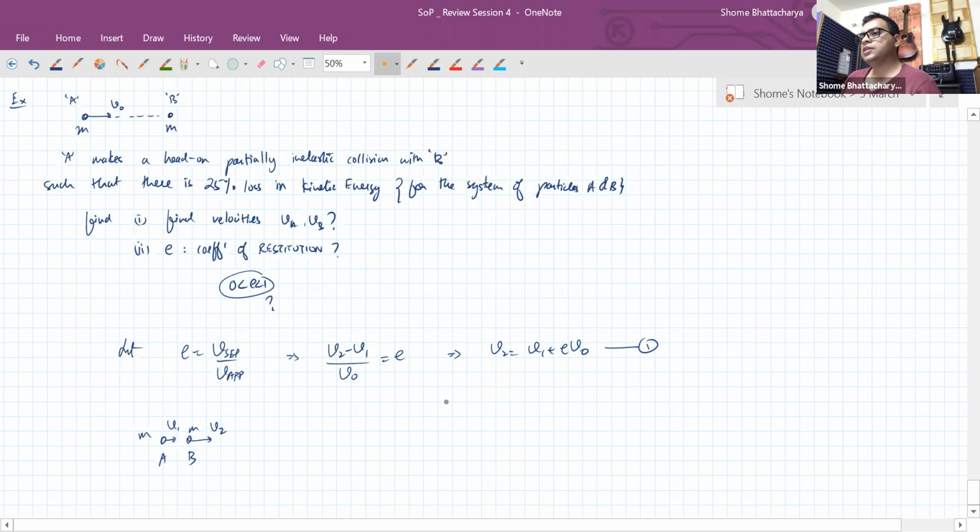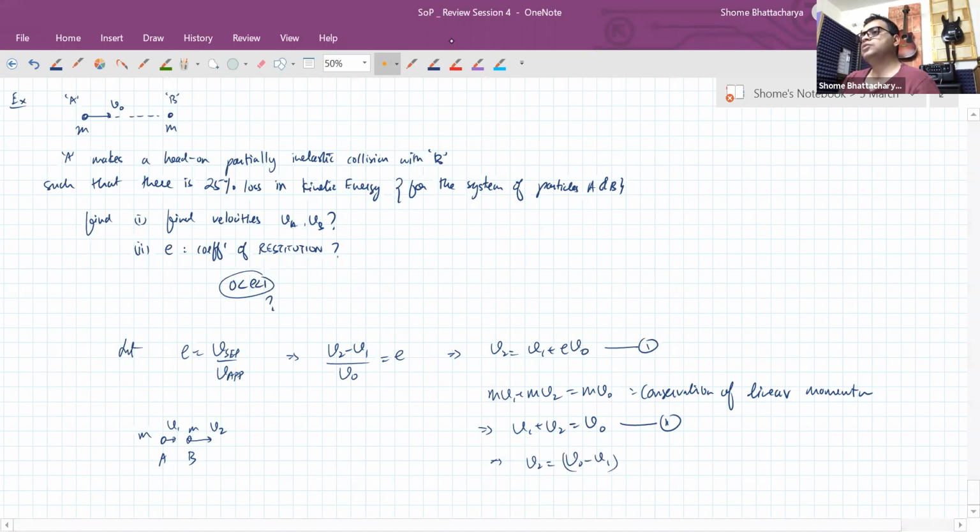And we can see that momentum conservation will tell us that m v1 plus m v2 is equal to m v0. This is conservation of linear momentum. So cancelling the masses, we can see that v1 plus v2 is equal to v0. That's a second equation. So according to this, v2 is equal to v0 minus v1.